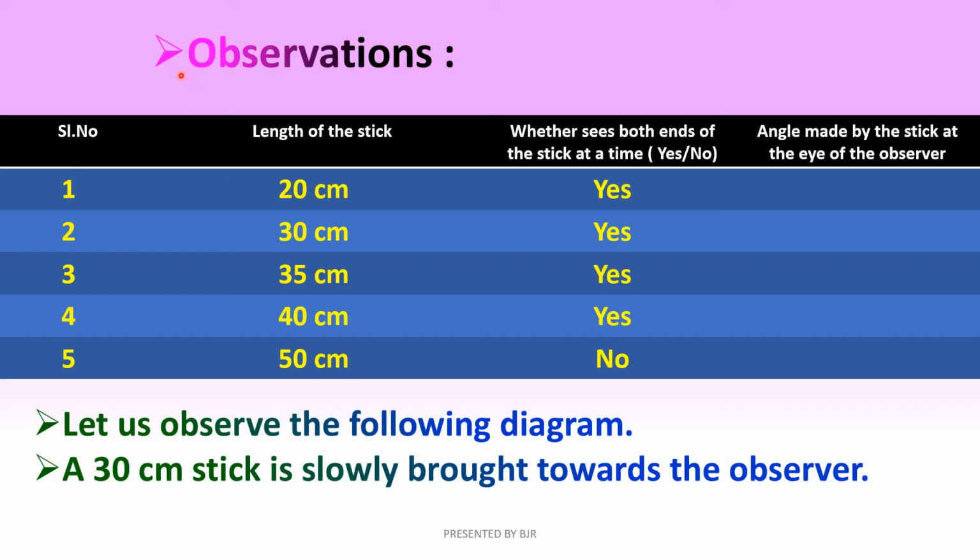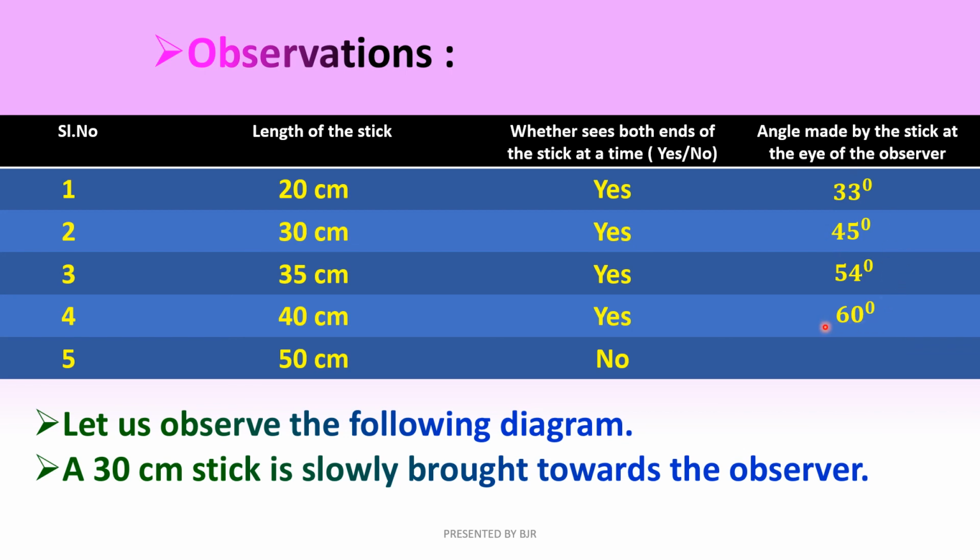Here are our observations. I have recorded all the observations in this table. When the length of the stick is 20 centimeters, she could see the stick. Yes or no, it is yes. And the angle is 33 degrees. 30 centimeter stick, yes, 45 degrees. And when the 35 centimeter stick is kept, she could see that also, and the angle made by the stick at the eye of the observer is 54 degrees.